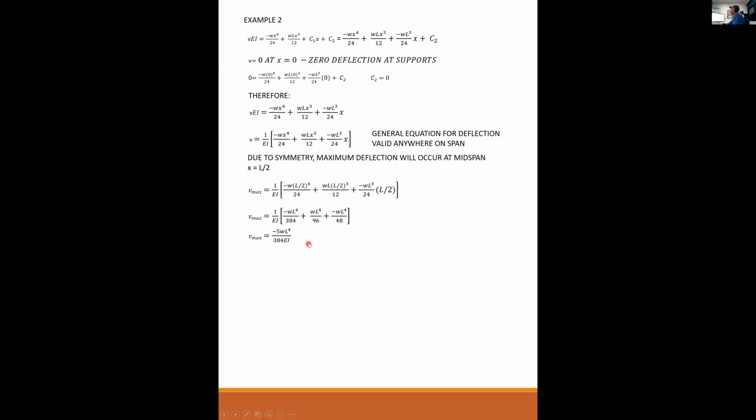This is like bread and butter structural engineering. Any structural engineer should know from memory that the deflection of a simply supported beam due to uniform load is minus 5 wL to the fourth over 384 EI. But this is where it comes from. This is the whole derivation of this value that you could look up in a table. Any questions?